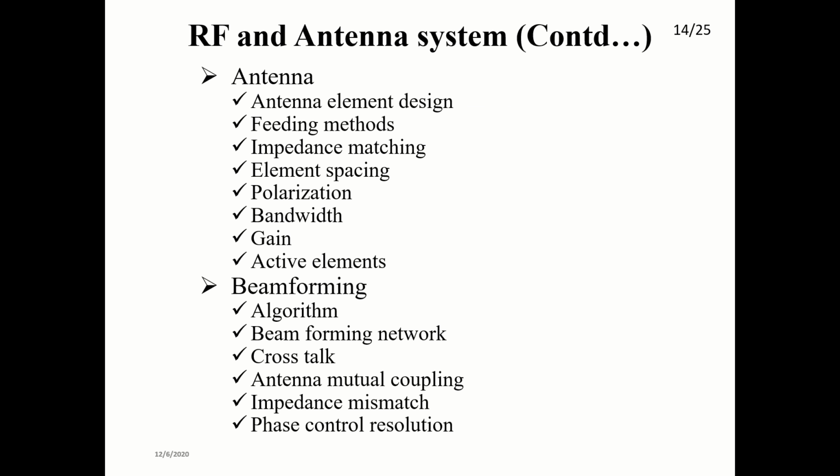Next is the antenna perspective. In 5G especially, we are going to deploy a massive MIMO array. Before we design an antenna, we first have to sense the requirements, like how much gain you require and what the beam width is. If you know the gain, then the beam width will be automatically dictated.